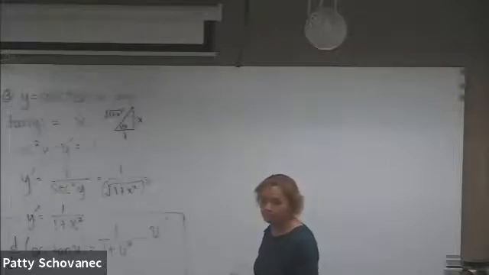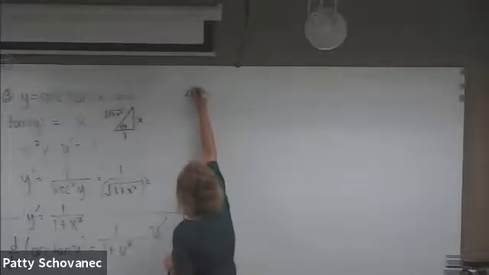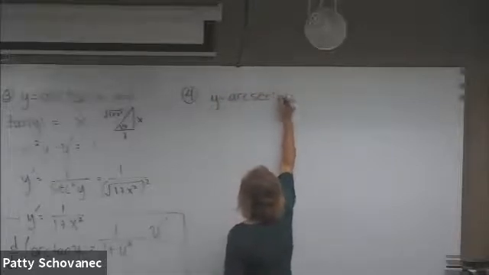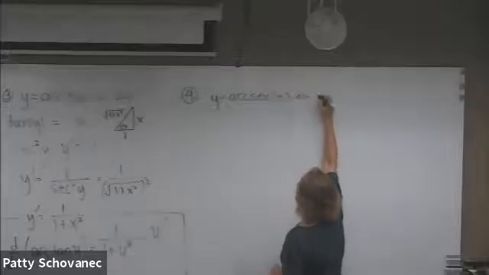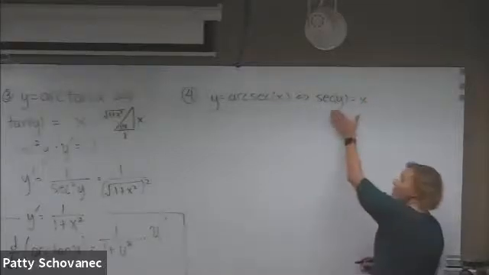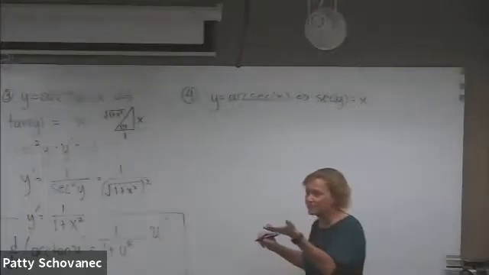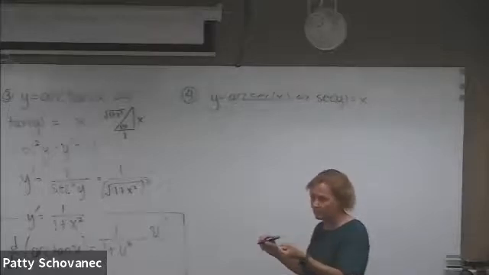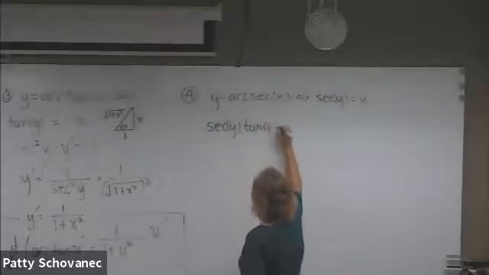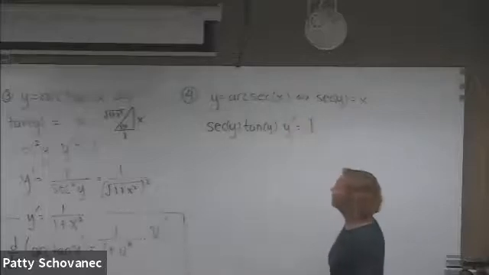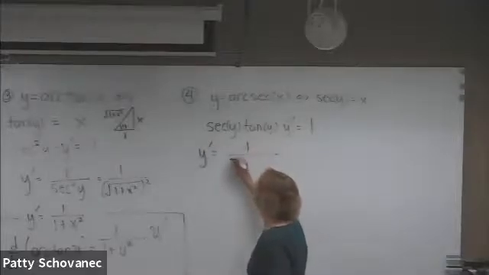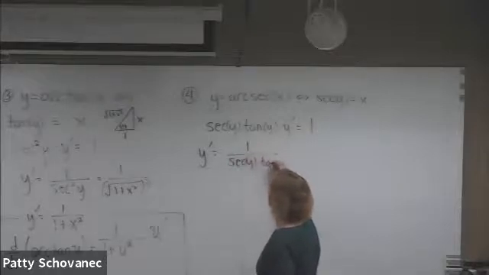All right, so you ready for another one? We've got our secant function to do, our arc secant. So we start by saying y is equal to the arc secant of x means the same thing as secant of y is x. And we'll take the derivative of both sides. So I need to remember the derivative of a secant. Secant tangent, so we get secant of y, tangent of y, times y prime. And on the right-hand side, we get 1. Solve for y prime. Then we get 1 over the secant of y times the tangent of y.